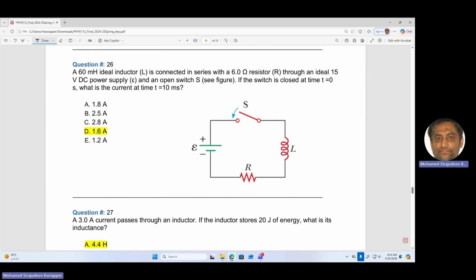Number 26. The 60 millihenry ideal inductor is connected in series with the 60 ohm resistor through an ideal 15 volt DC power supply and an open switch. If the switch is closed at time t equal to 0, what is the current at t equal to 10 millisecond? It is somewhat like our RC circuit, but instead of C, we have an L. No capacitor, but an inductor. So how do we answer this question?